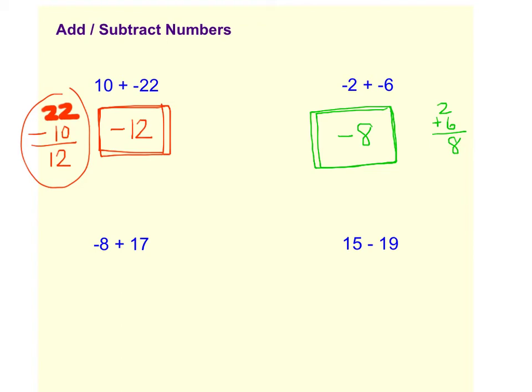All right, moving down bottom left, we have a negative 8 plus 17. So here's a negative and a positive. So when you are adding opposite signs, go ahead and change it to subtraction. We're just going to do 17 minus 8, and we get 9. So 9's our answer. We just have to figure out if it's a positive 9 or a negative 9. Look to your bigger number and keep that same sign. Since that 17 is positive, we're going to leave this as a positive 9.